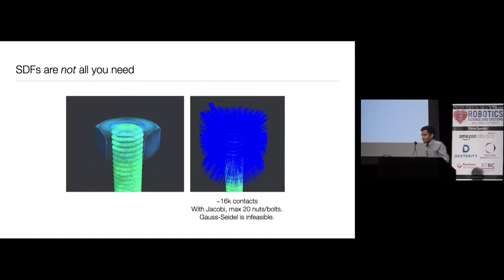But SDFs are not all that you need. In robotics and RL, you may want to simulate hundreds of thousands of environments at the same time. But for a single M4 nut and bolt, you may generate 16,000 contacts. With a Jacobi solver, due to memory bandwidth limitations, you may only be able to simulate 20 nuts and bolts at the same time. And an inherently serial Gauss-Seidel solver would be unfeasibly slow.